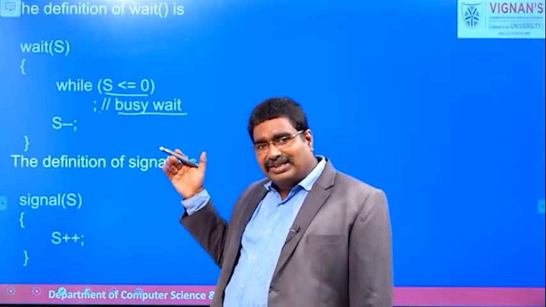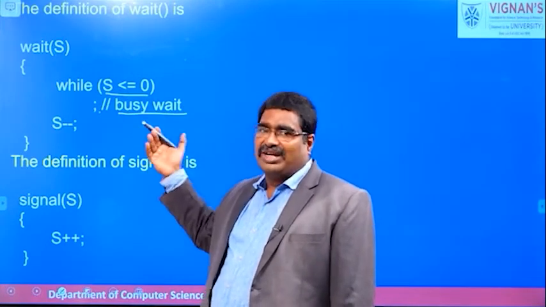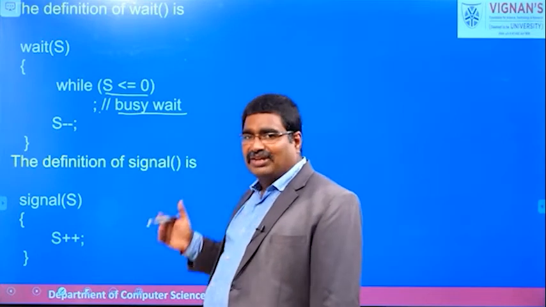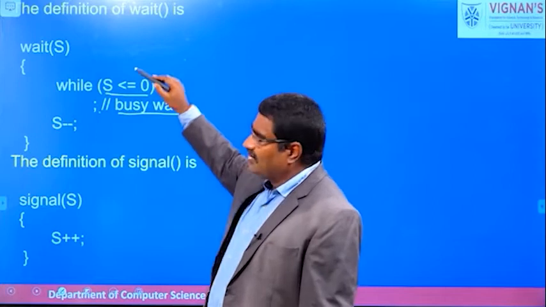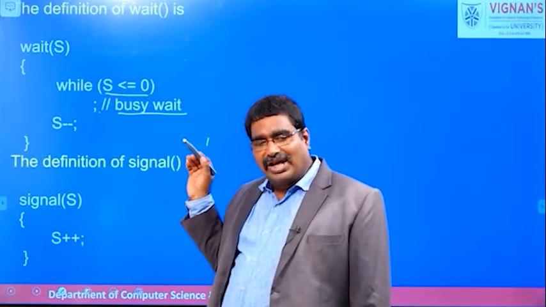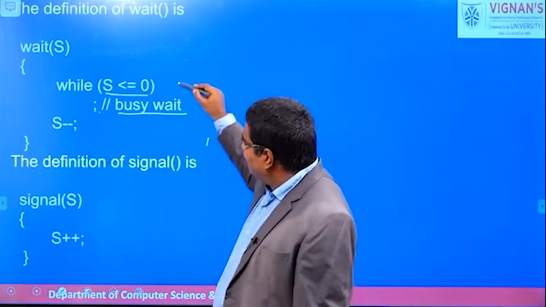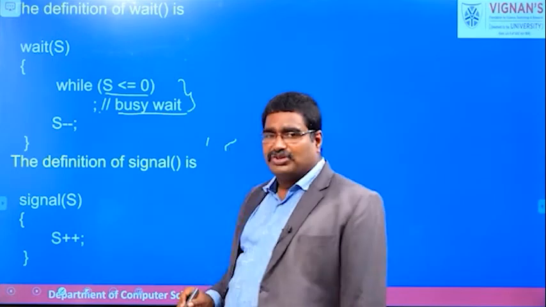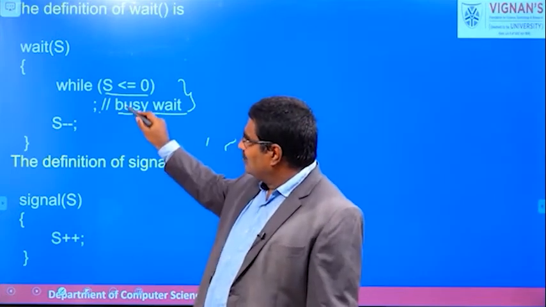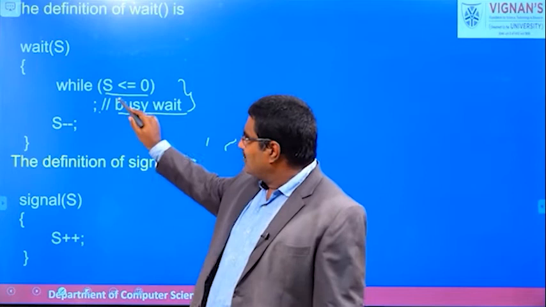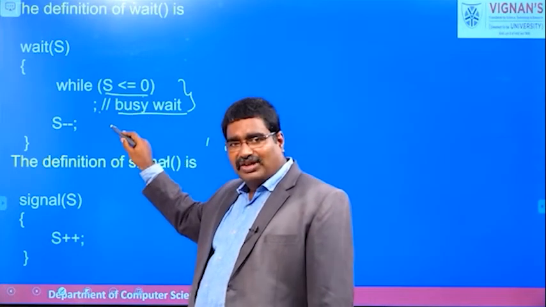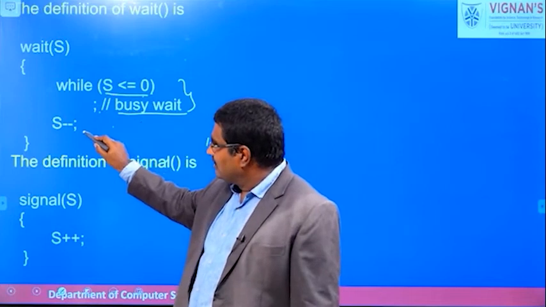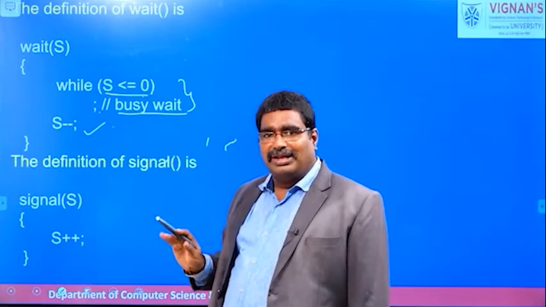That is, without decreasing the value of S, because its value is already less than or equal to 0. For that reason, whenever any process calls the wait function, if the semaphore value is 0, the process is automatically in busy waiting. When S value is greater than 0, the condition is false, the while loop terminates, S value is decreased by 1, and the function terminates.